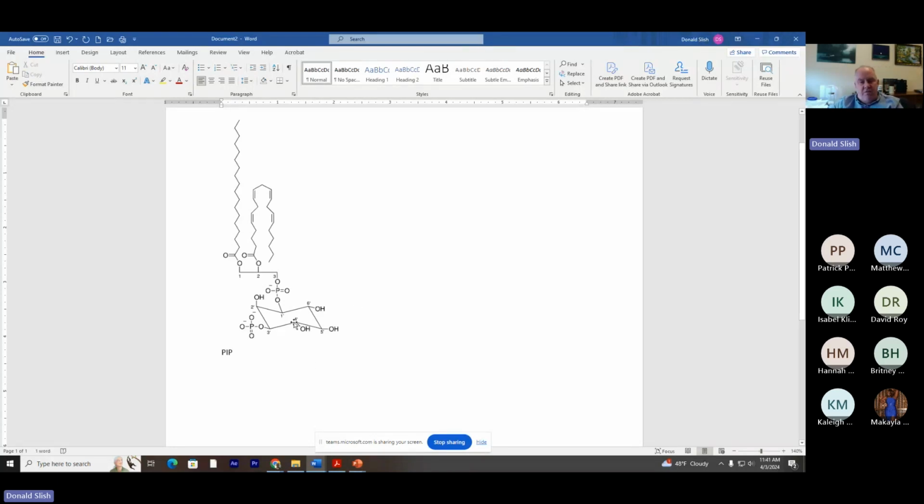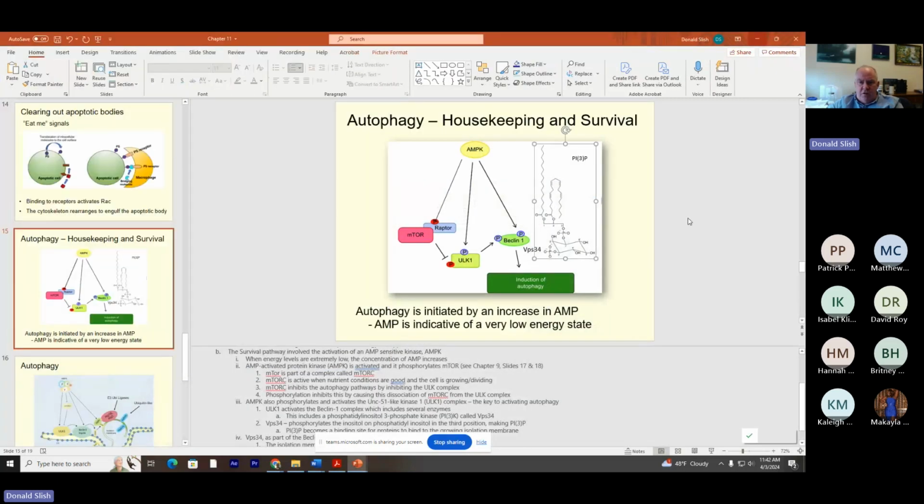PIP is phosphorylated on the 4 position. So this we're going to call PI3P to distinguish it from the normal PIP that's in membranes. So that's what's going on here. Get this guy out of our way.